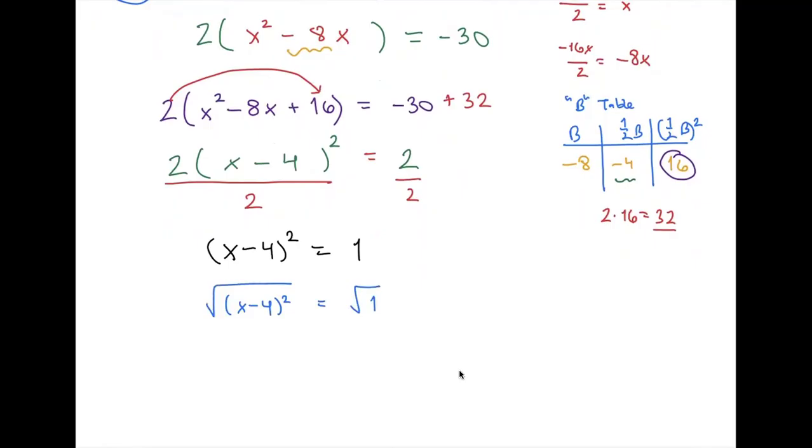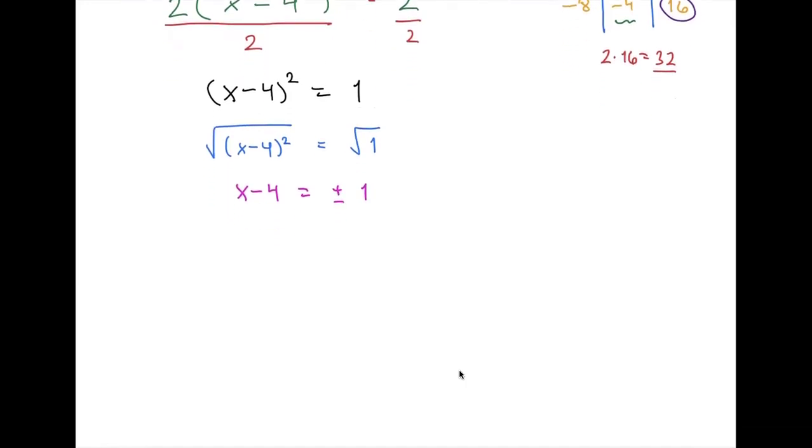So the left side will just become x minus 4 equals, and then don't forget your plus or minus. And then can we square root 1? Yes, it's going to be just 1. So right now it's x minus 4 equals plus or minus 1. And so then the next thing we'll do is we'll get the x by itself.